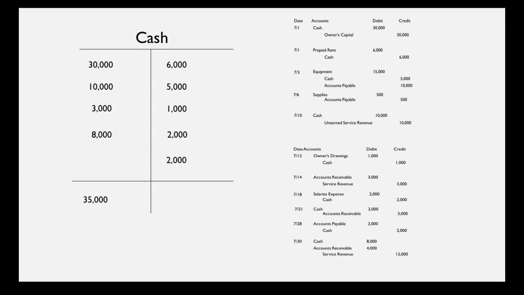On the 18th, we paid for our employees' salaries, so we credited cash to decrease the amount of cash that we had. On the 21st, we received payment from some of our customers. So we debited cash to increase the amount of cash that we had. On the 28th, we credited cash because we had to pay back some people that we owed. So that decreased the amount of cash that we had in our business. And then on the 30th, we received cash. So we debited cash to increase our cash balance.